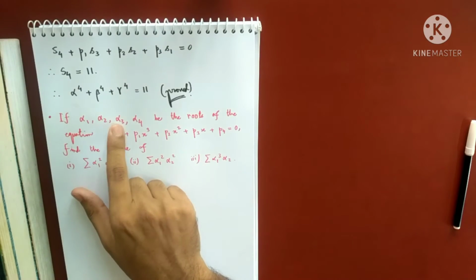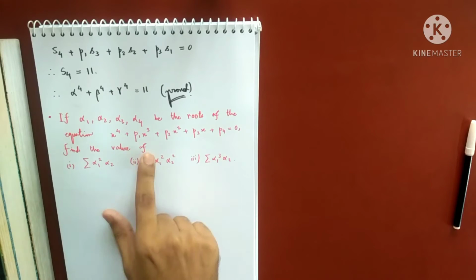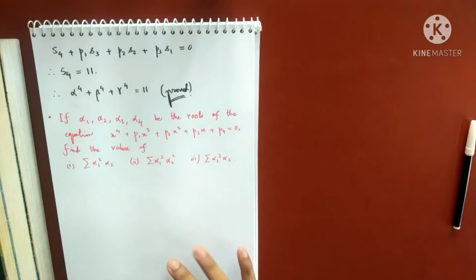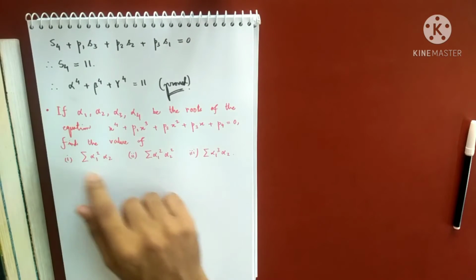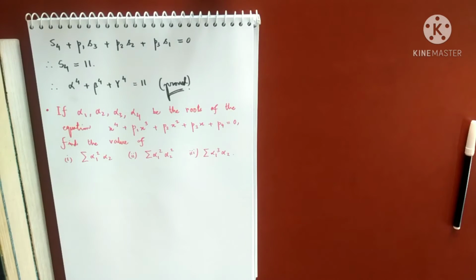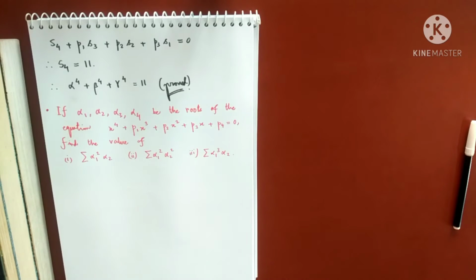If alpha 1, alpha 2, alpha 3, alpha 4 be the roots of this equation, you have to find the values of this and this. Summation alpha 1 square alpha 2, so this is a symmetric function you should know. Then summation alpha 1 square alpha 2 square, and summation alpha 1 cube alpha 2 cube. Now, this kind of symmetric functions of roots can also be computed using Newton's theorem.